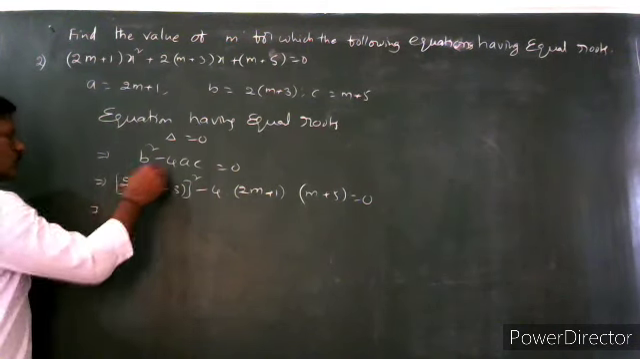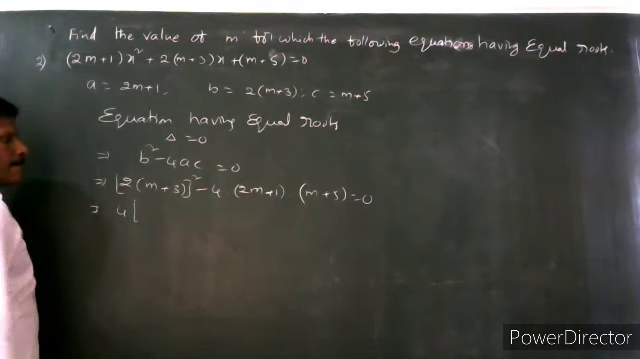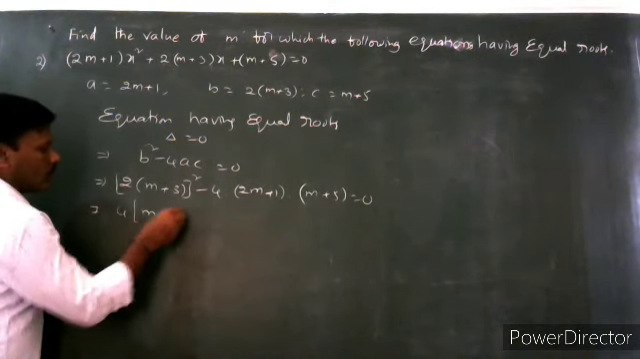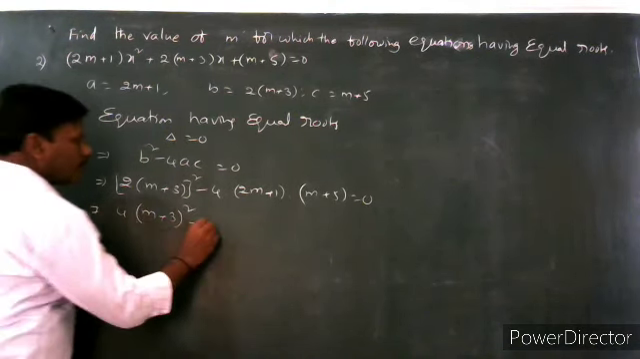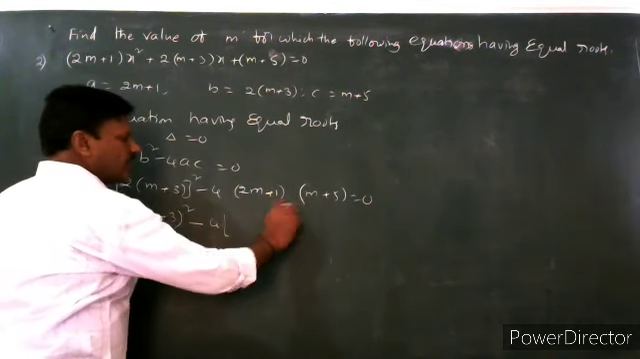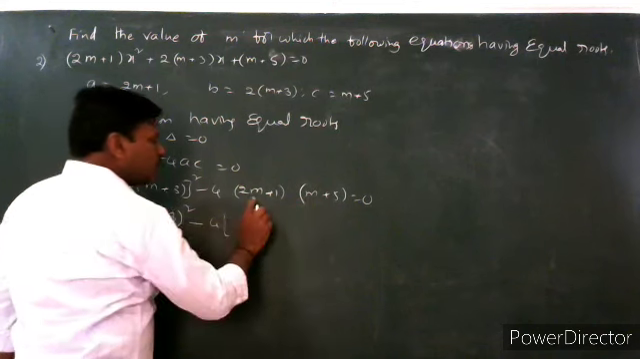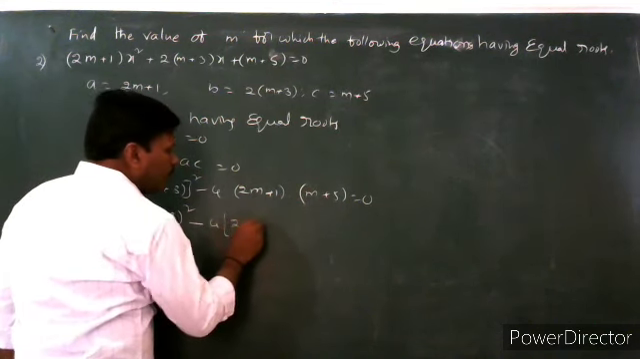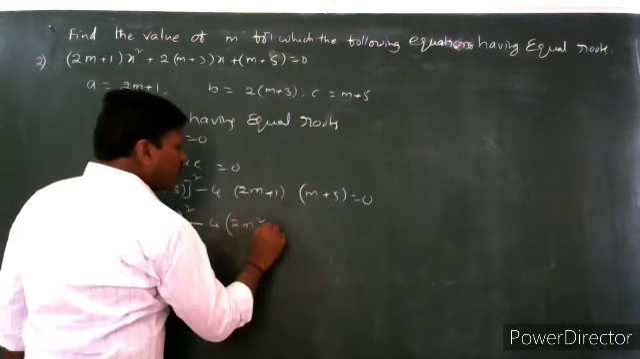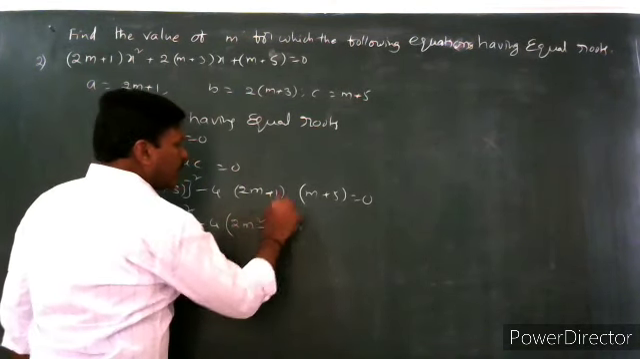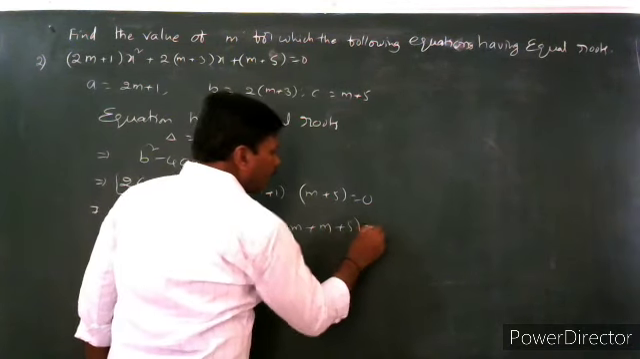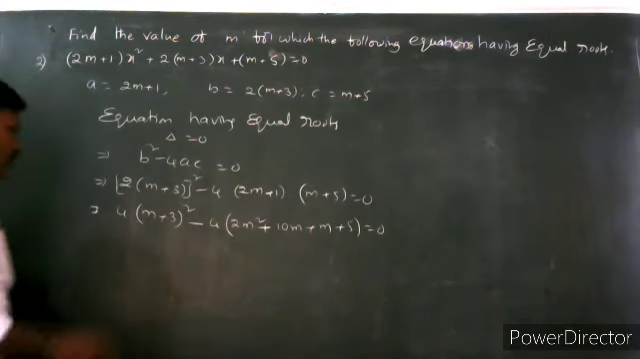Here 2 square 4, m plus 3 whole square, minus 4 into multiplication of these two brackets: 2m into m, 2m square; 2m into 5, 10m; 1 into m, plus 5 is equal to 0.